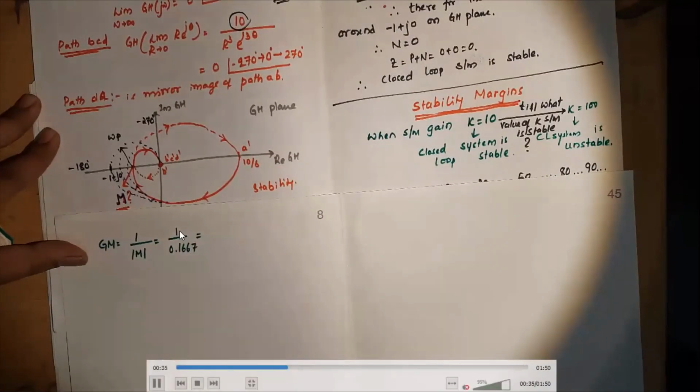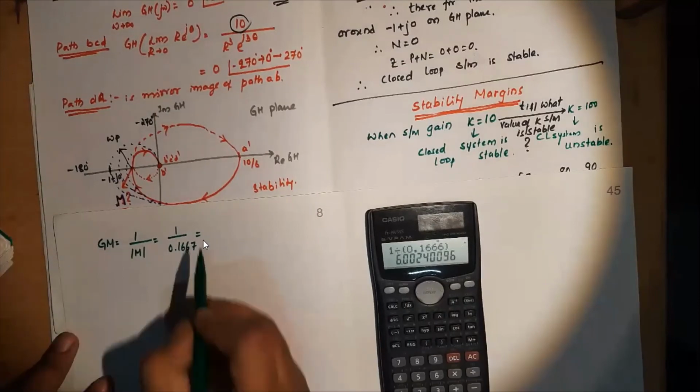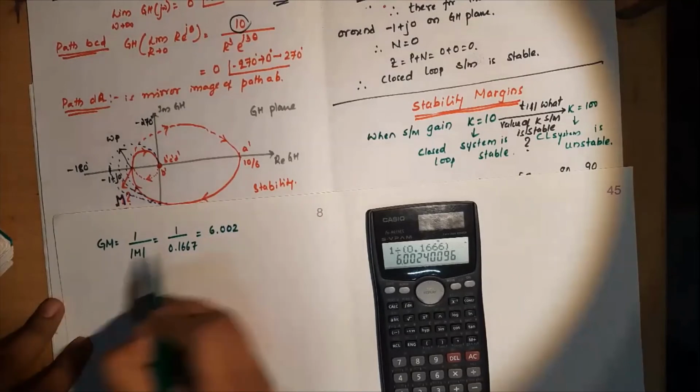So Gm equal to 1 by M, and this M is 0.166. So what is 1 divided by 0.166? It is approximately 6.0. Now, what is the existing gain? Our existing gain is 10. And what is the gain margin? It is 6. So you can multiply the existing gain by 6.002, or multiply by 6 times, or increase by 6 times to make this particular stable system a critically stable system.